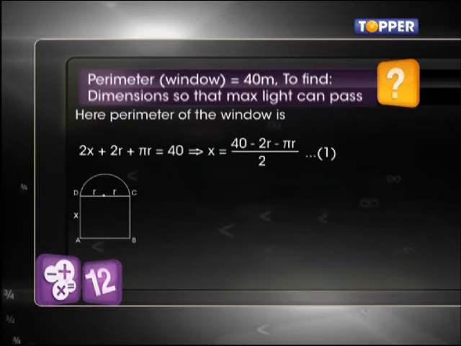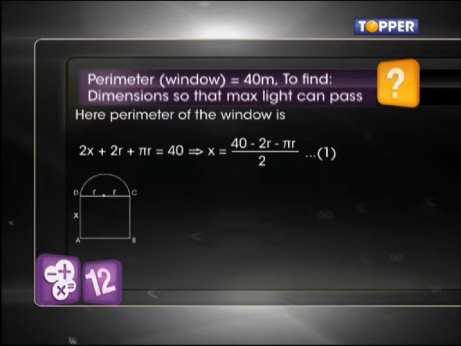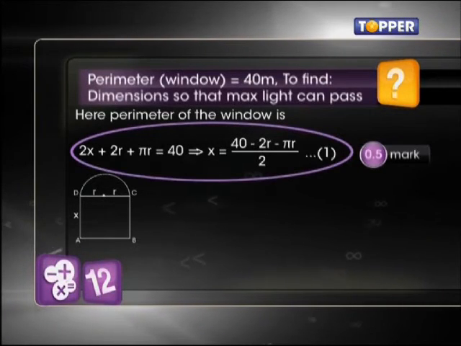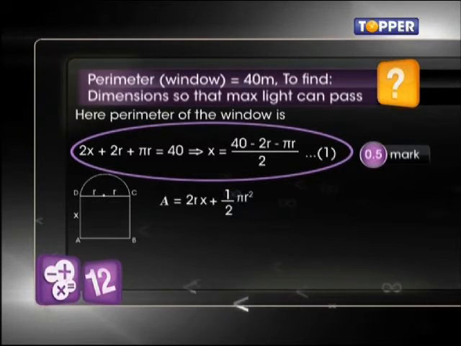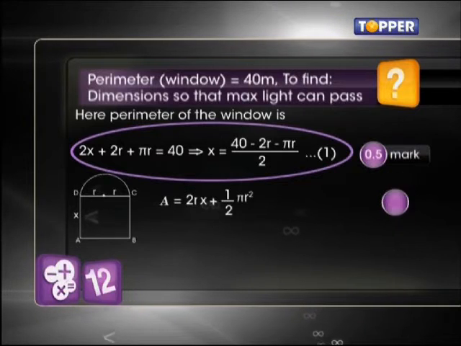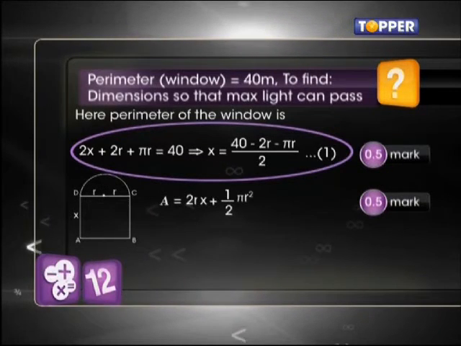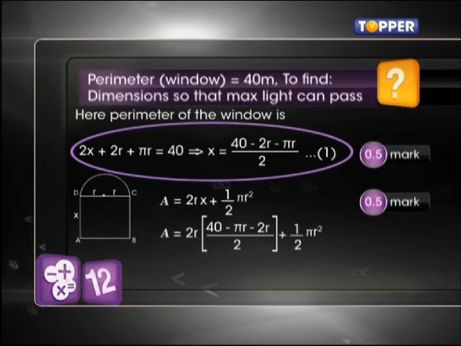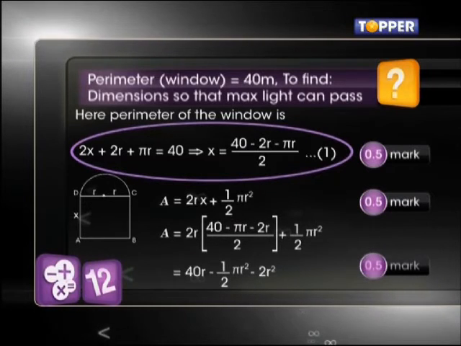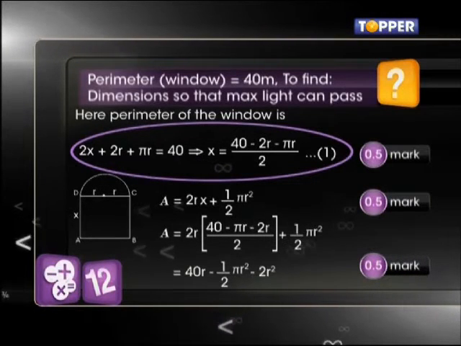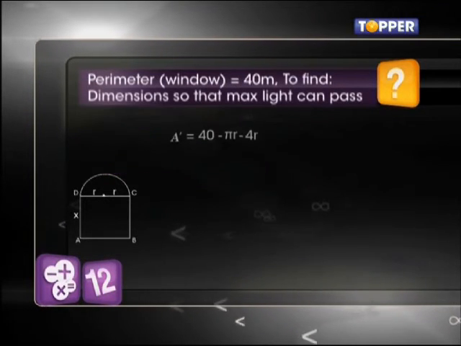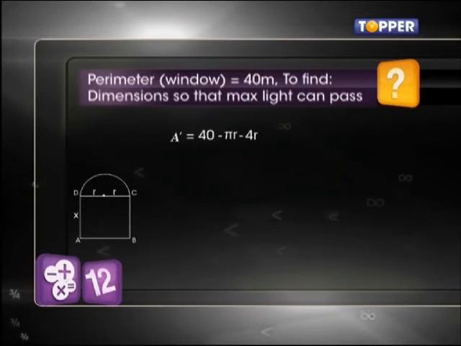So, the perimeter of the window is 2x plus 2r plus pi r, which is equal to 40 meter. The area A of the window is equal to 2rx plus 1 by 2 pi r square. So let's substitute the value of x from equation 1. We find that A is equal to 40r minus 1 by 2 pi r square minus 2r square. What does this imply? We can now express A as a function of r.